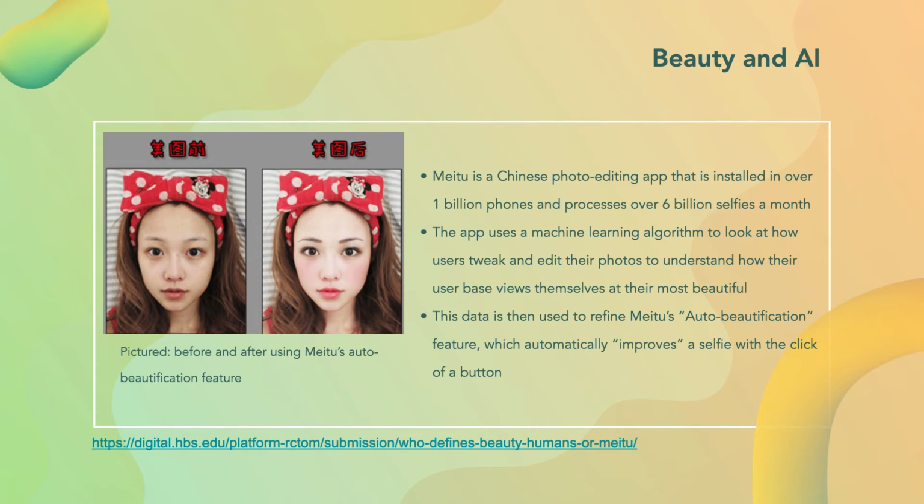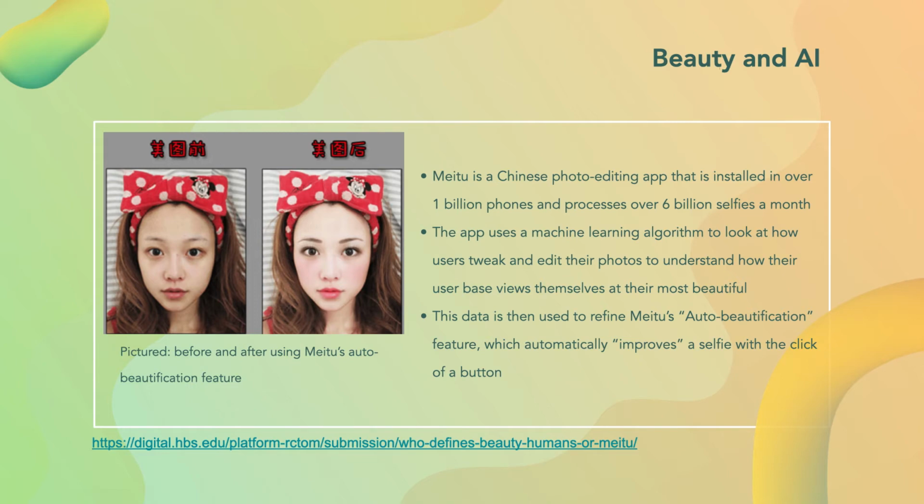application called Meitu. It actually means beautiful picture in Chinese, and it's been installed in over 1 billion phones across the world and also processes about 6 billion selfies a month. So essentially, this allows the user to tweak their pictures in any way they want. They can make the eyes bigger, they can slim the jaw, they can even lengthen the legs in a full body picture. But what's really interesting is its auto beautification feature.